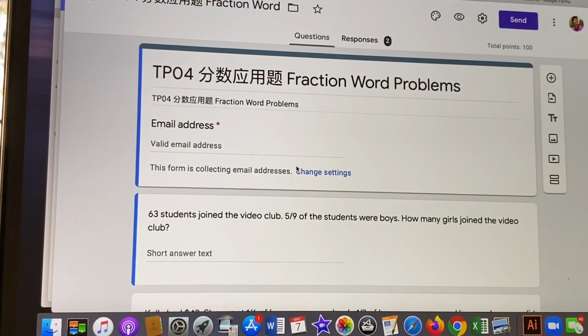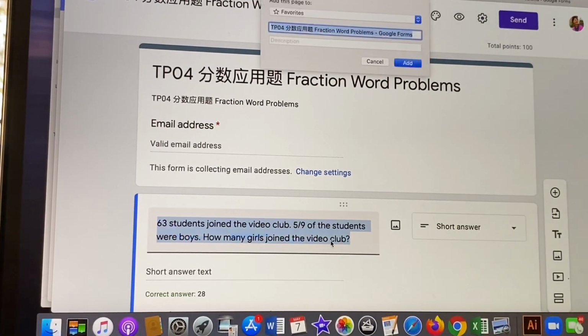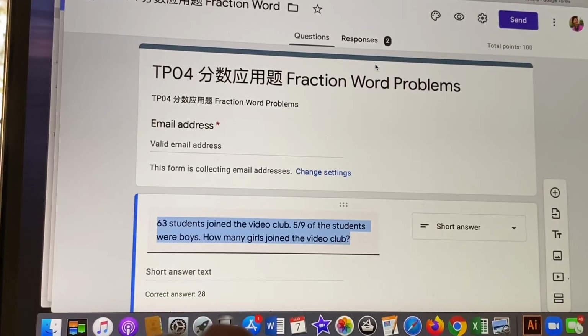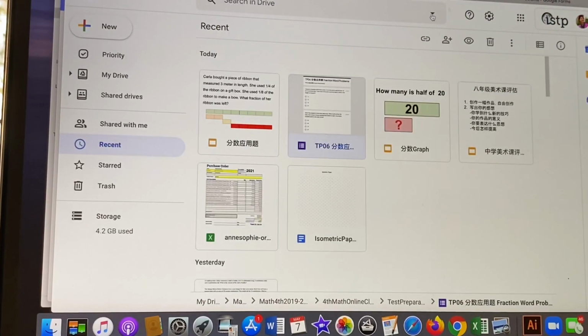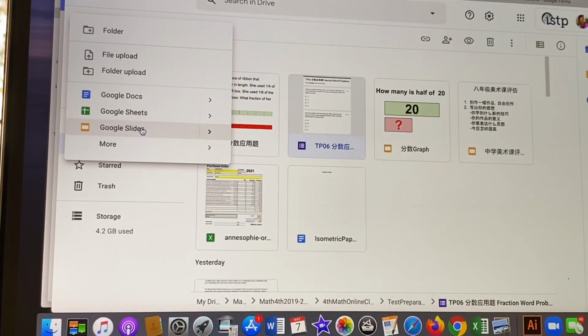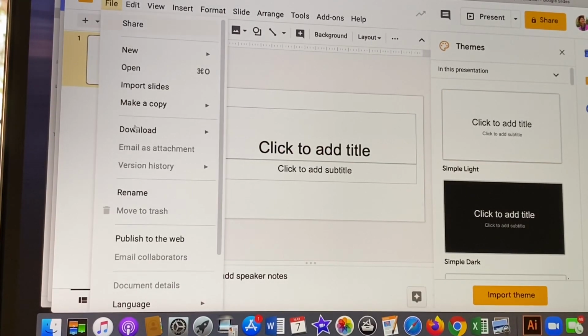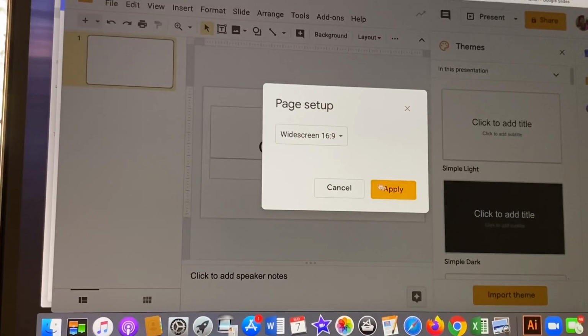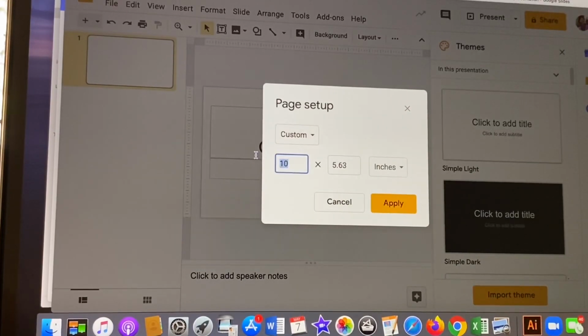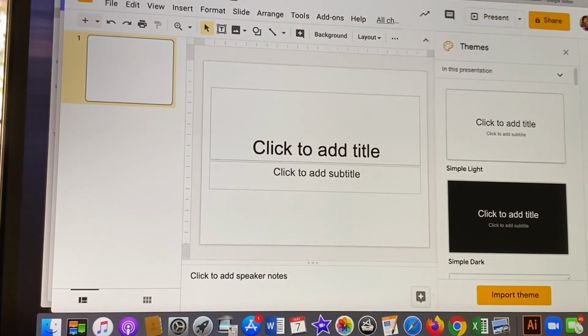Okay, now I still have some of these. I want to transfer them into my Google form, into my new document, Google slide, and make the page setup 11 by 8.5. Now I set up my page.